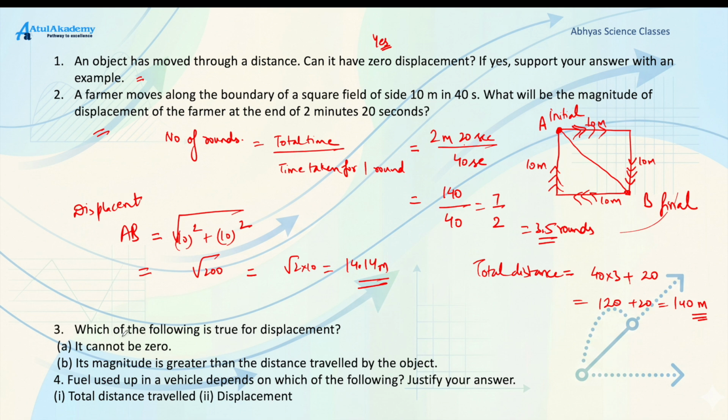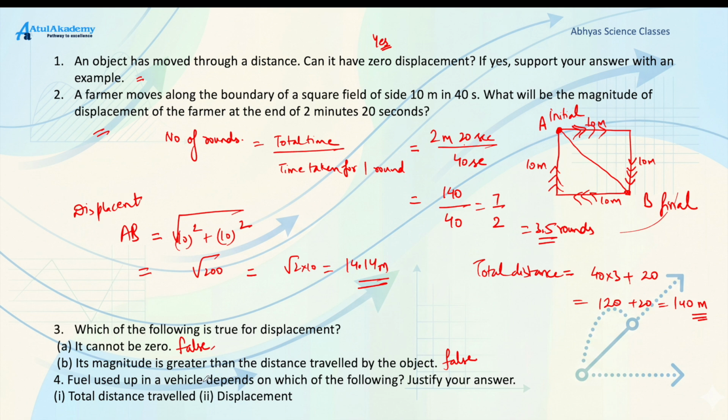Now, let's go through these questions. Which of the following is true for displacement? It cannot be 0. This is false because displacement can be 0. Its magnitude is greater than the distance traveled by the object. This is also false because its magnitude is either less than or equal to the distance traveled, right? Fuel used up in the vehicle depends on which of the following.